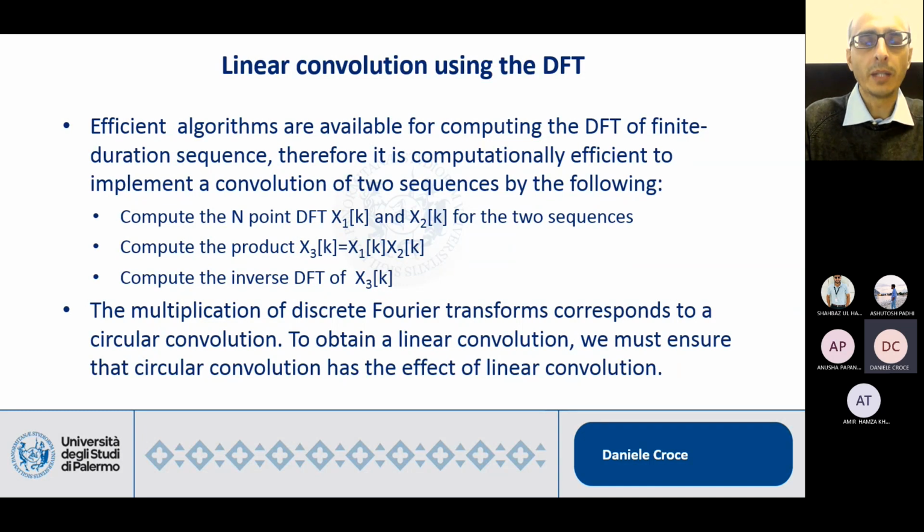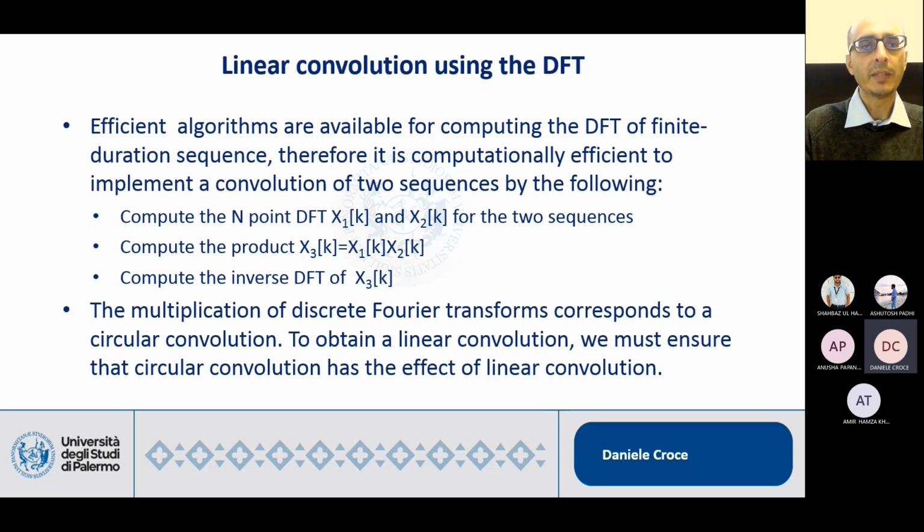And the reason why we want to do this is that we have very efficient algorithms to compute the DFT of finite length, finite duration sequences. So computationally, it's very efficient to do the circular convolution instead of the linear convolution. So we compute the DFT of the two sequences on N points, we compute the product, and then we compute the inverse DFT instead of doing the convolution.